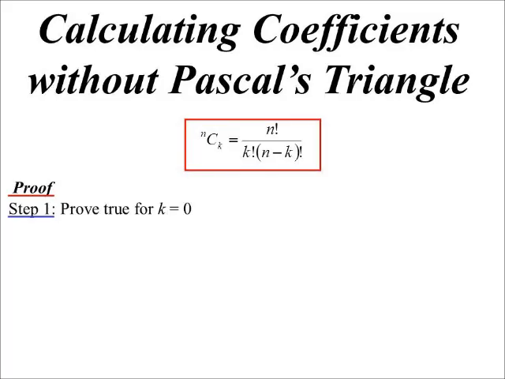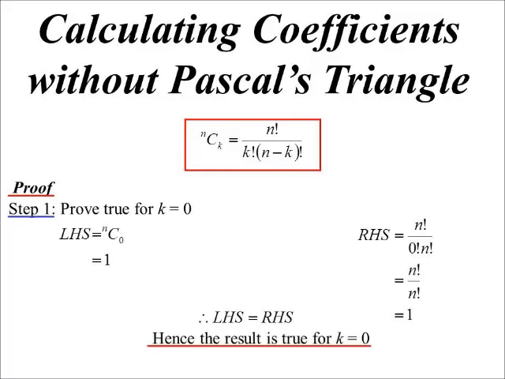So proof for k equals 0. The left hand side, nC0, is 1. The right hand side, n factorial over 0 factorial, n factorial, also turns out to be 1. So yes indeed, it works for k equals 0.